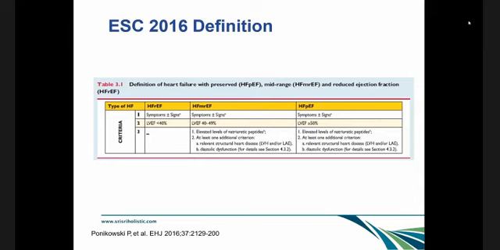And the preserved ejection fraction is when the ejection fraction is more than 50%, but along with it, you need elevated levels of natriuretic peptide and at least one structural abnormality. Either it is left ventricular hypertrophy or left atrial enlargement or diastolic dysfunction. So basically, you need to show that there is some cardiac problem that is causing the elevated natriuretic peptides. And of course, there are symptoms and signs of heart failure.